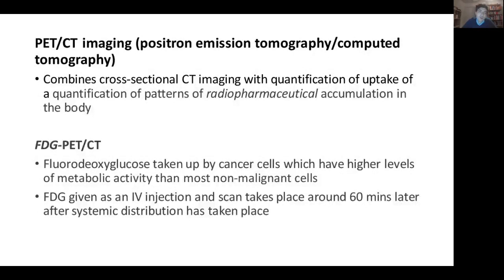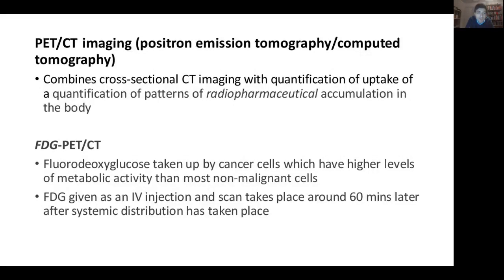PET-CT combines two different scans. As the name suggests, you get a PET scan and you also get a low-dose CT scan. The idea here is to quantify the uptake of a radiopharmaceutical agent in combination with a CT scan. The radiopharmaceutical is fluorodeoxyglucose, so this is a radio-labeled glucose. This is preferentially taken up by cancer cells, which have much higher metabolic activity than most non-malignant tissues, the brain and perhaps the myocardium excepted. That's given as an IV injection.